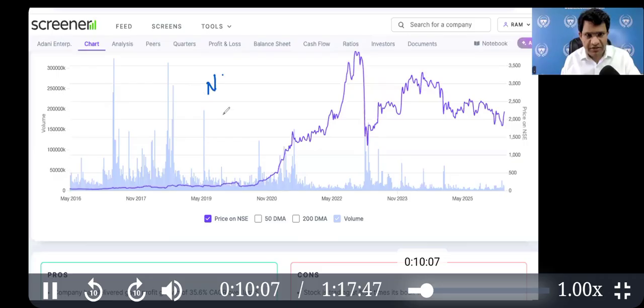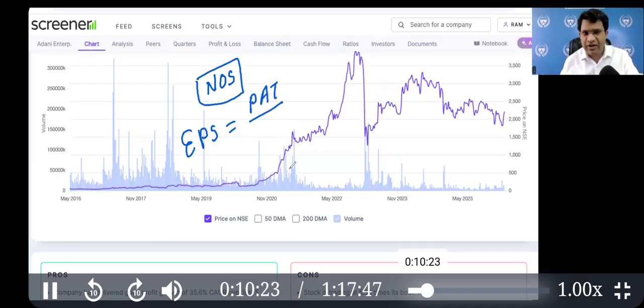this number of shares is a very important parameter for ratios. Because when we calculate earnings per share, EPS, what is the formula? Total profit after tax divided by number of shares. When we talk about book value, it is net worth. We call this total equity divided by number of shares. Even dividend yield, everywhere number of shares will come into the picture.